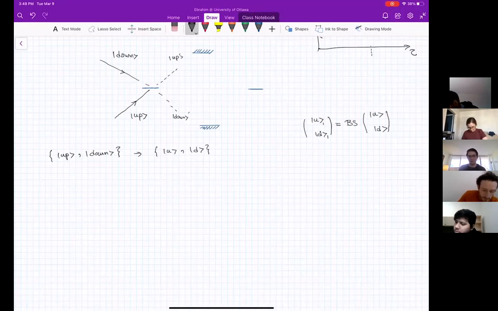So let me check if U and D are the same way. U is transmitted and D will be reflected. Okay, so it's exactly the same scenario. It is transmitted, iR, iR, transmitted. Okay, the same formalism that we had.